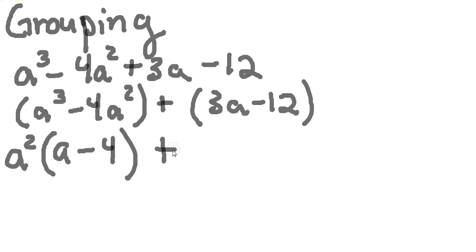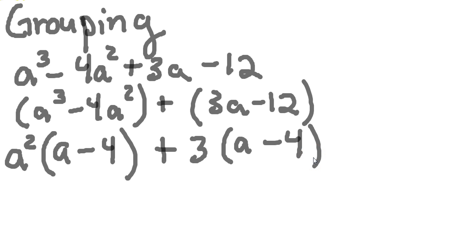So we have a squared open, a minus 4 closed, plus, now we're going to factor this second grouping, the second term. We have open 3a minus 12. Well, we can't pull any a's out because the second term doesn't have any variables. But 3 is a factor of both 3a and 12. So we can pull a 3 out. So then we have 3 open, a minus 4 close.